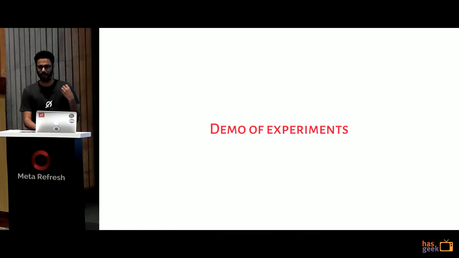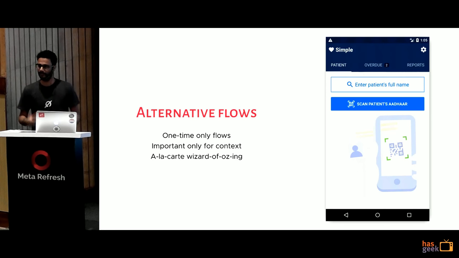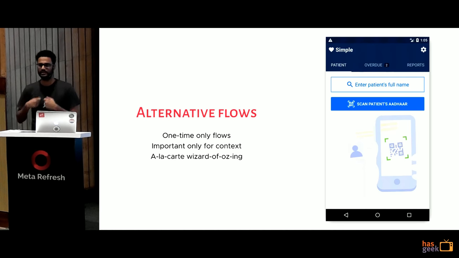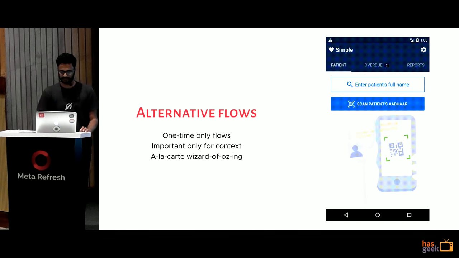So let me tell you what I can achieve with this. This is a demonstration of the experiments lane and the experiments app that we built. First thing is that you can build alternate flows. In addition to registering patients, the nurse has to register herself also. This is important for setting context. It's not something that she does over and over again. It's a one-time thing. But this is what I can do with the experiments app.